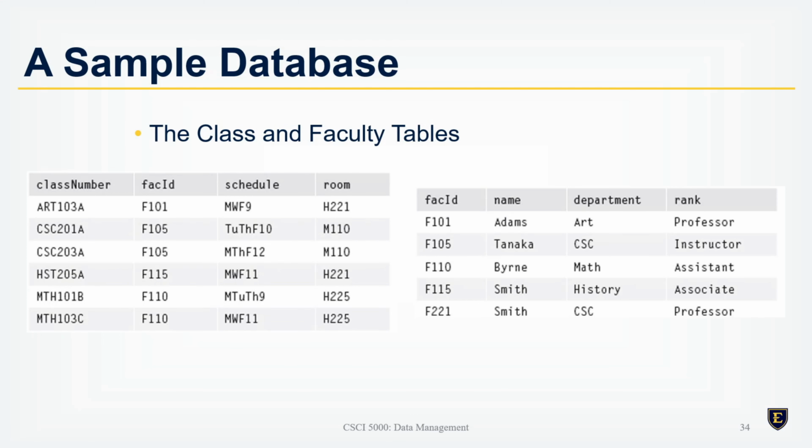The class table on the left is a listing of all classes. So the class number, the faculty ID, the schedule for that class, and then the room for that class is listed. On the right side, the faculty table is shown, and we see that it has a faculty ID, a name, the department the faculty member works for, and what rank that faculty member is.